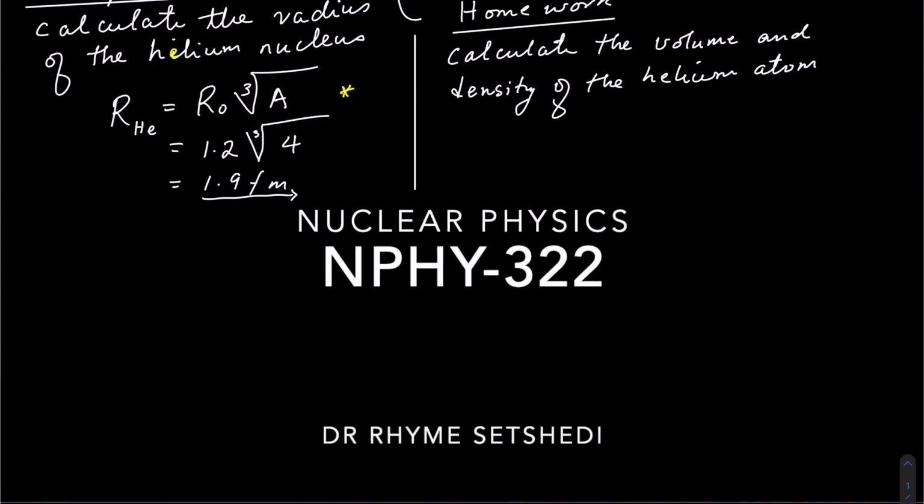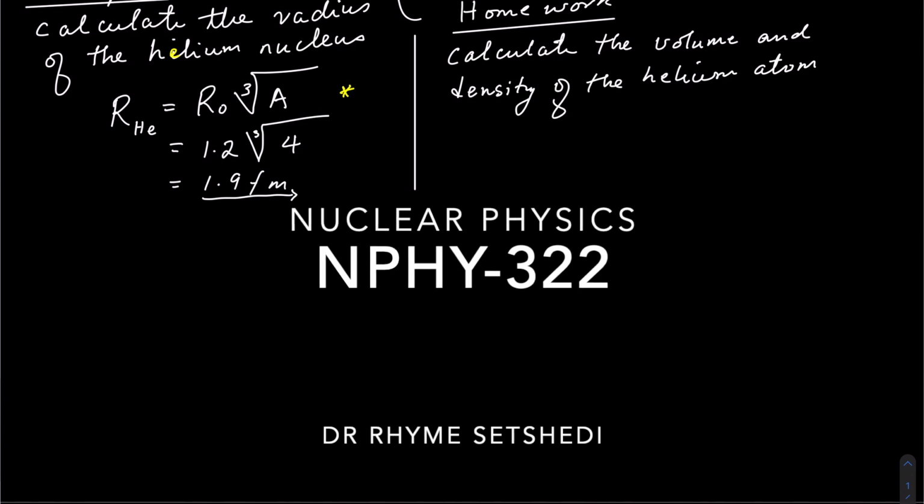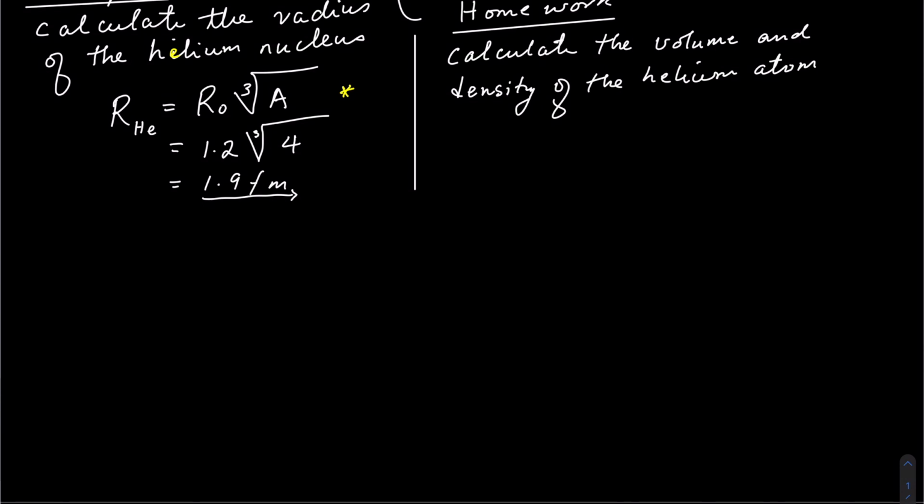In the previous lesson, we calculated the radius of the helium atom to be 1.9 Fermis, and I requested you guys to go and calculate its volume as well as its density. So let's get started. The volume of a sphere will be given by 4 over 3 pi r cubed. Substitute the values in there to be able to get your answer.